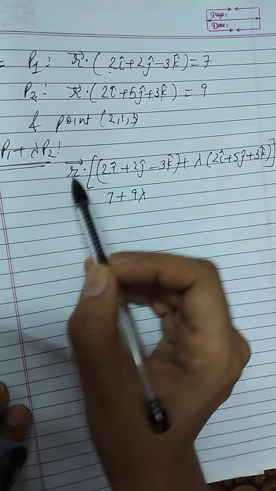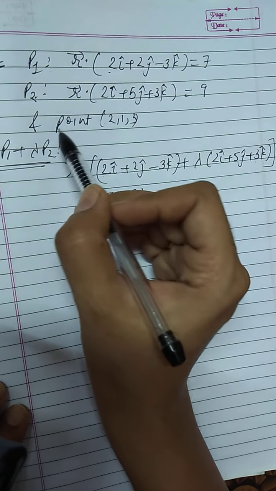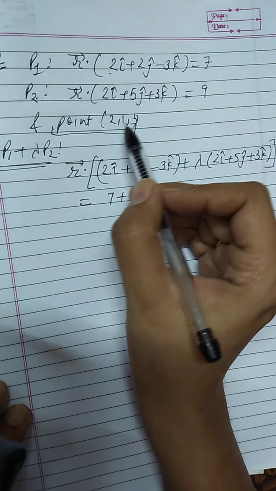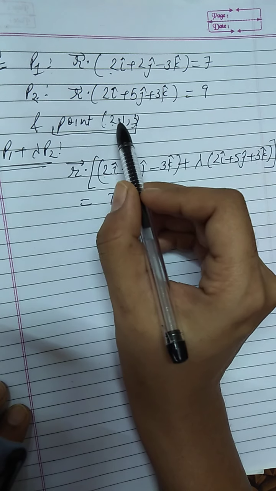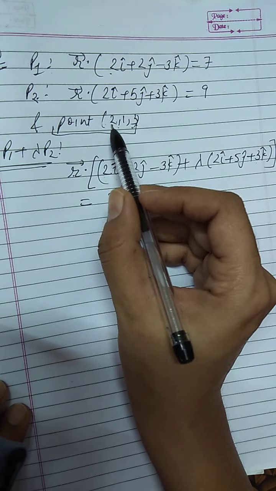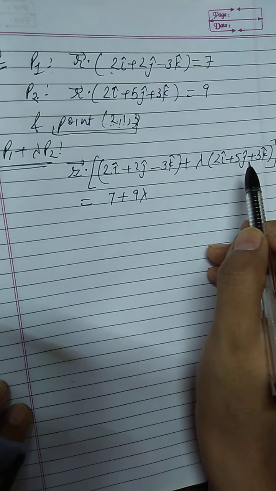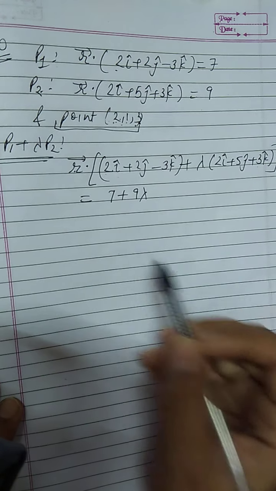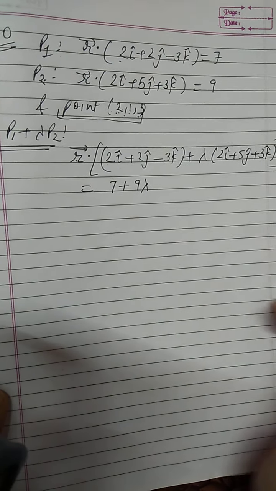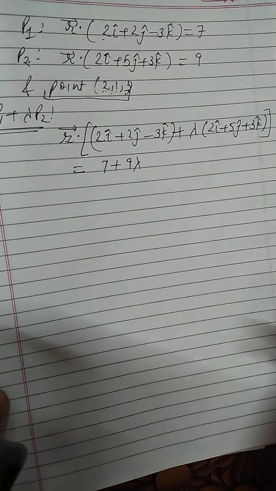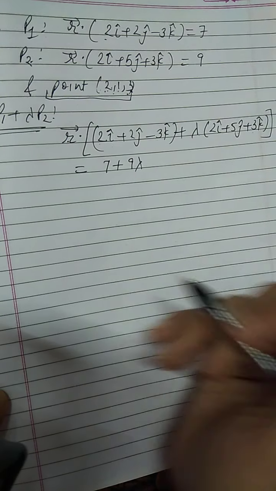And this point we will substitute in place of r vector. So in the place of r vector, it will become 2i cap plus j cap plus 3k cap. When you take the dot product and find the value of lambda, you get your equation. Okay, so let us do it.